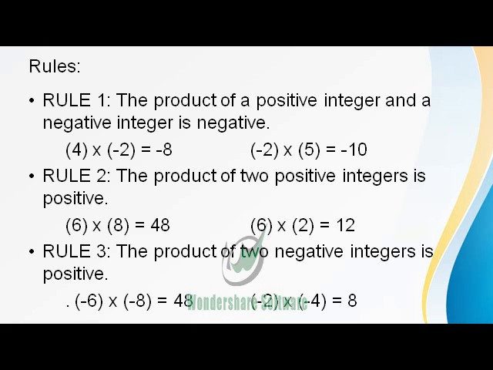Rule number 2. The product of two positive integers is positive. Example: positive 6 multiplied by positive 8 is equal to positive 48. Or positive 6 multiplied by positive 2 is equal to positive 12. The last is rule number 3. The product of two negative integers is positive. Example: negative 6 multiplied by negative 8 is equal to positive 48. Or negative 2 multiplied by negative 4 is equal to positive 8.